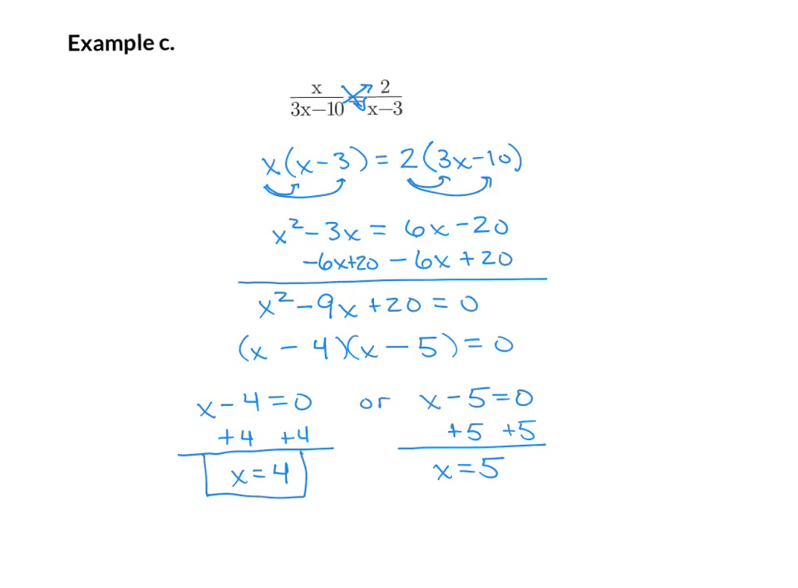Similarly for our 5, 3 times 5 is 15. Minus 10 is 5, which is not 0. 5 minus 3 is 2, which is not 0. And so we can keep our x equals 5. And so this problem has 2 solutions.